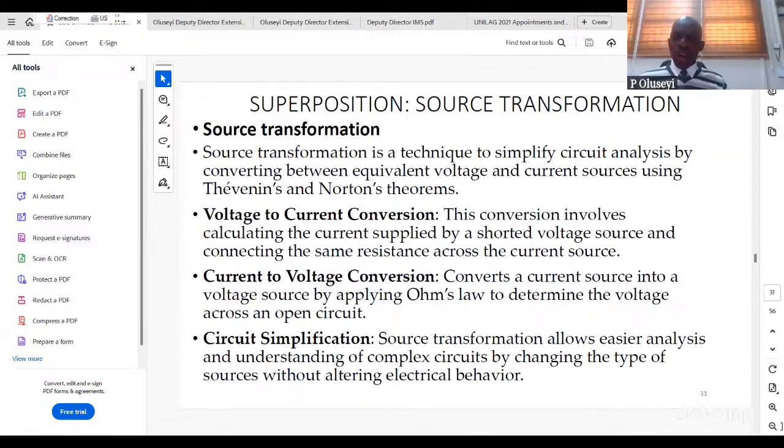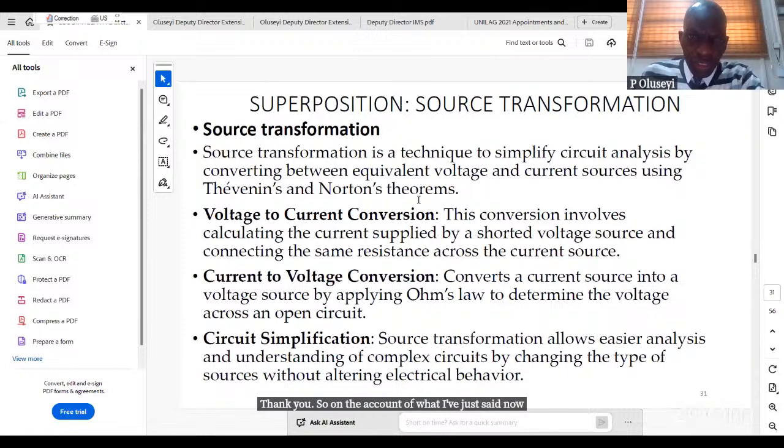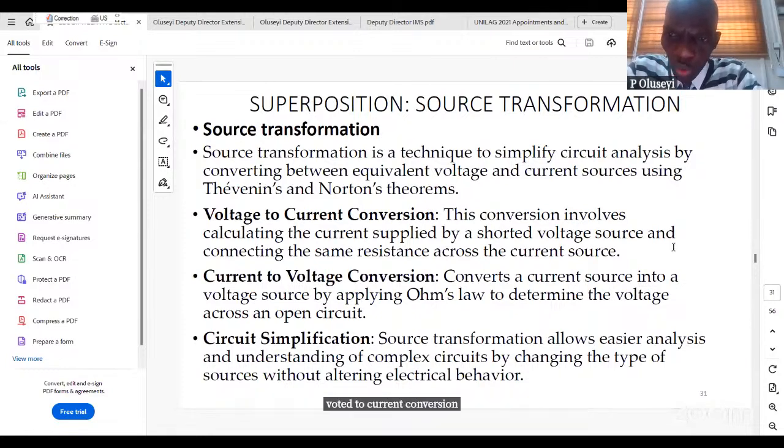So, thank you. On the account of what I've just said, voltage to current conversion, you can see it involves circulating the current supplied by a shorted voltage source and connecting the same resistance across the current source. But when you are moving from current to voltage conversion, you convert a current source into a voltage source by applying Ohm's law. Then circuit simplification: such transformation allows easier analysis and understanding.